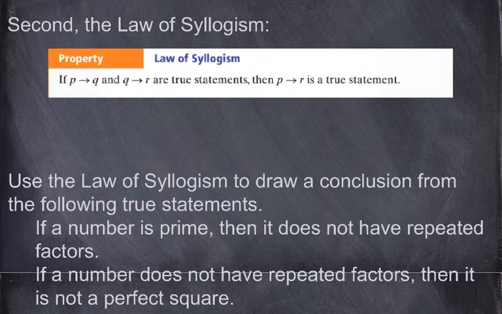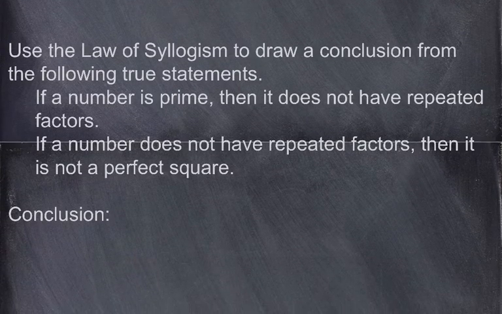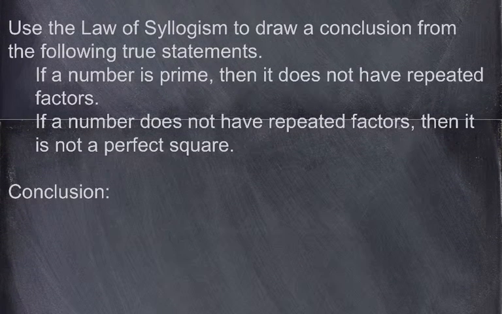That's the property here. If P then Q and Q then R are true statements, then P then R is a true statement. So again, a logical chain. Use the law of syllogism to draw a conclusion from the following true statements. If a number is prime, then it does not have repeated factors. If a number does not have repeated factors, then it is not a perfect square.